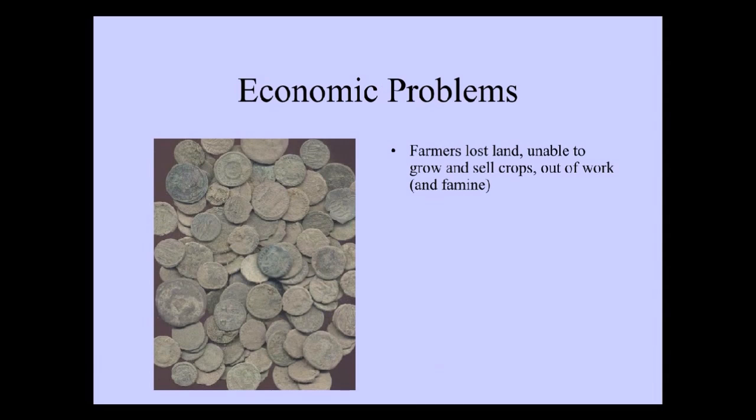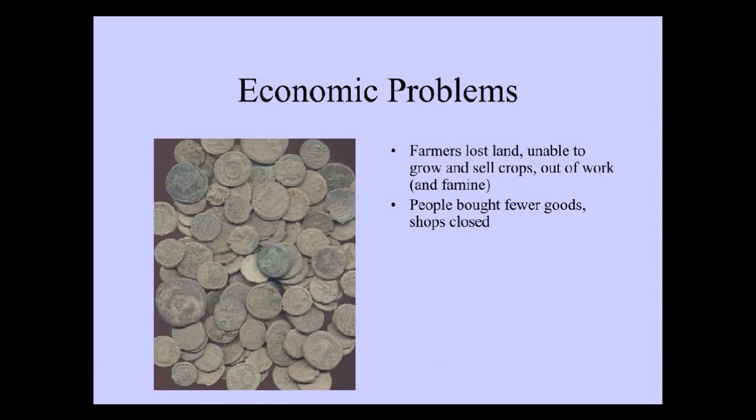Economic problems. Farmers are going to lose a lot of their land because their knowledge of agriculture is not as advanced as it will be in future years, and so they're unable to grow and sow crops. They become out of work. That contributes to the famine that we just talked about. If farmers can't do their jobs, then they can't produce food. That causes social and economic problems.